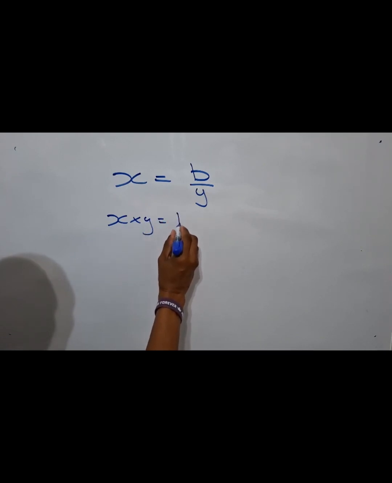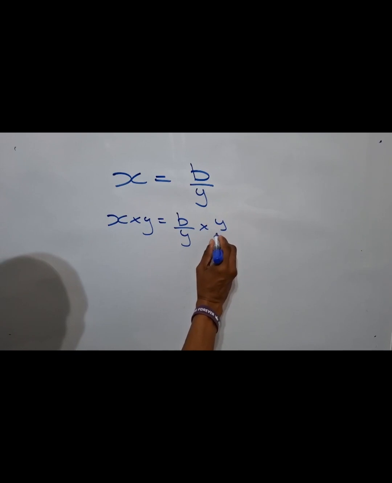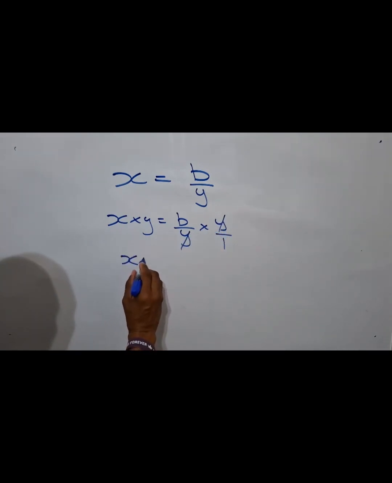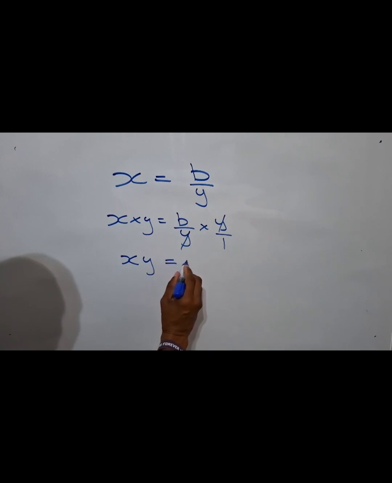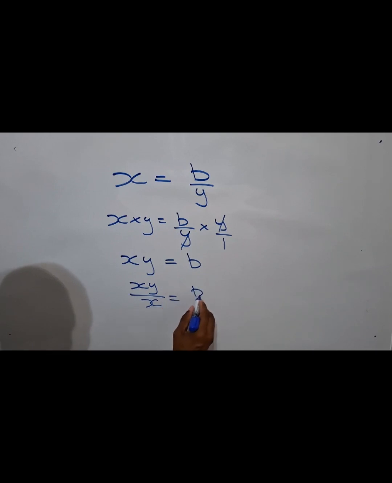So we have x times y is equal to b over y times y over 1. So both y's cancel out. So we have xy is equal to b. Now remember, we want to make y the subject of the formula. So it's now multiplying x. How do we get rid of the x? We divide. Remember, we always do the opposite of what it's doing if we want to get rid of it.